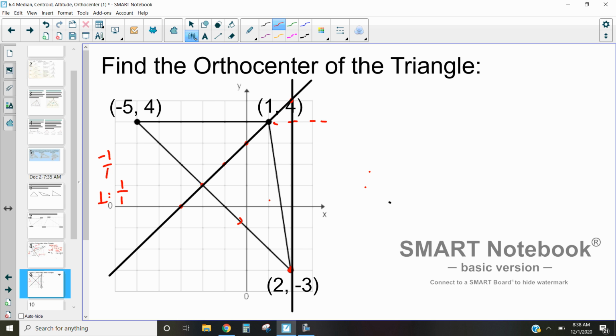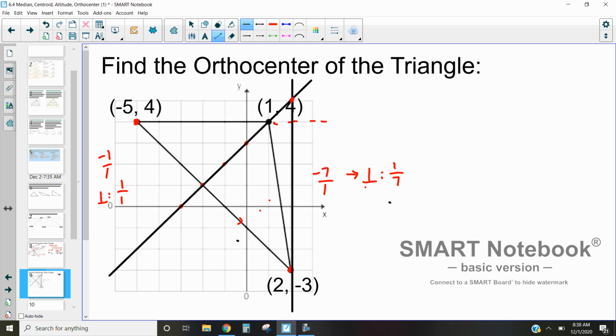Okay, and then lastly, we have this slope here. This one has a slope of -1, 2, 3, 4, 5, 6, 7. So -7/1. Which means that our perpendicular slope is going to be 1/7. We're going to start here at our opposite corner and go up 1/7. 1, 2, 3, 4, 5, 6, 7.